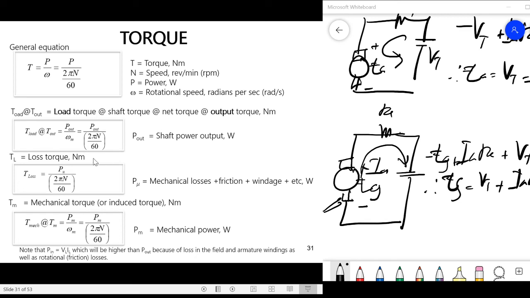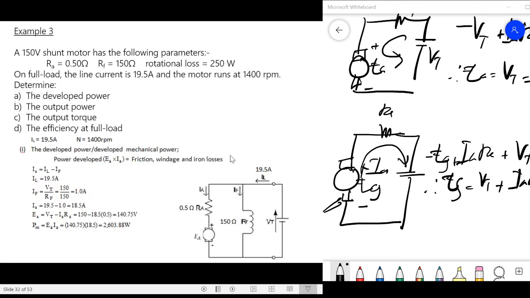So this is the torque. Torque adalah P divided by omega. Omega adalah 2 pi N divided by 60. So N adalah speed, P adalah power lah. Right. So this is formula of torque.